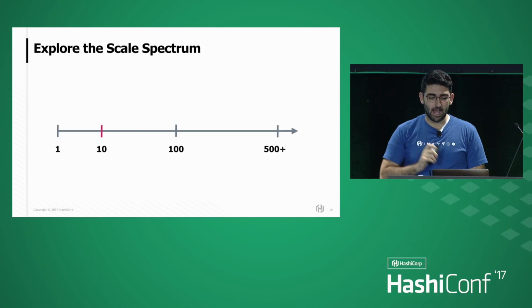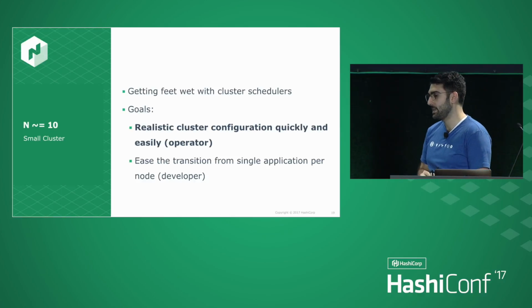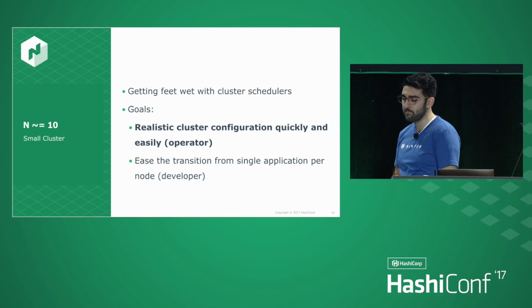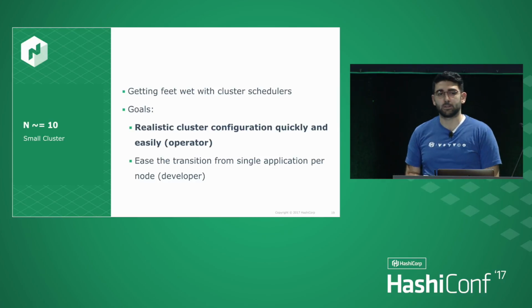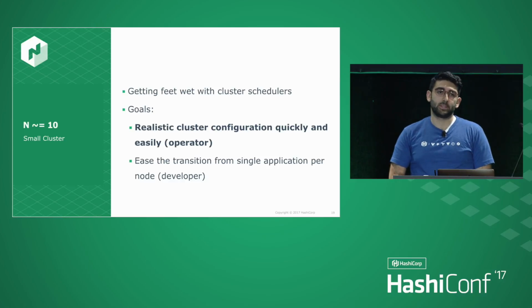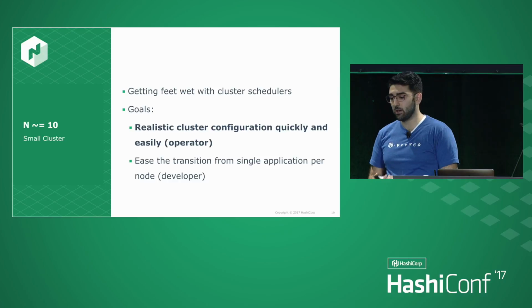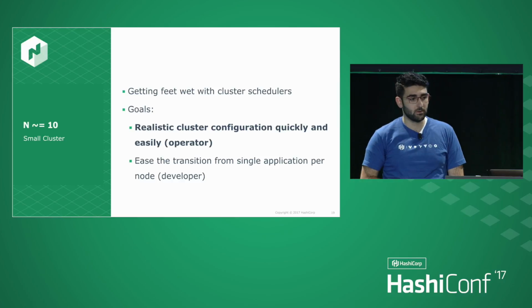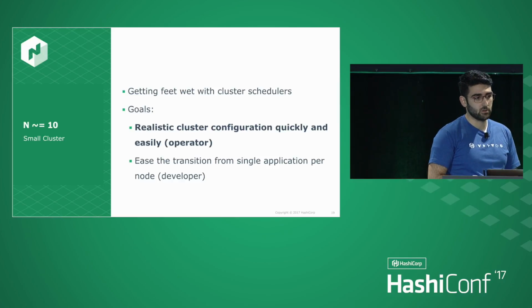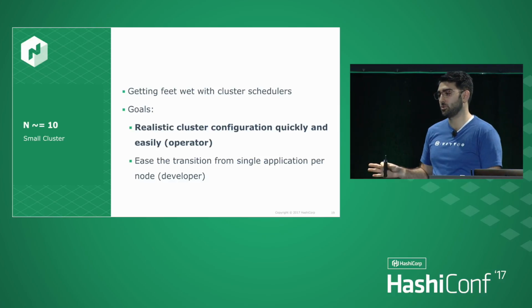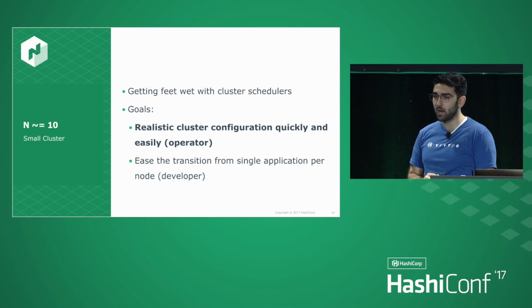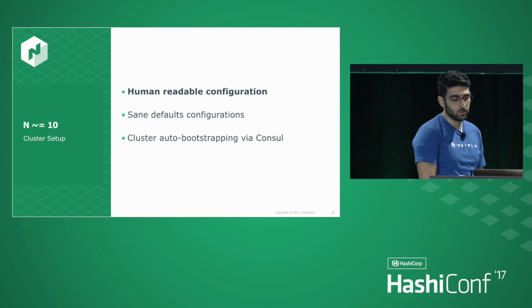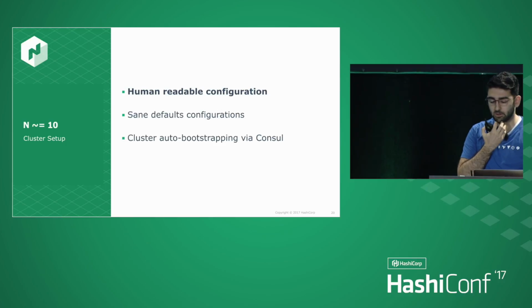So next is at a scale of roughly 10. At this point, you're more or less getting your feet wet with a cluster scheduler. You might have one or two applications in it. And I think the goals that a scheduler should aspire to at this scale is to get operators to the point where they're writing realistic cluster configurations and they can productionize the scheduler. And for developers, it's to ease the transition away from this single application per node model into operating within a cluster scheduler.